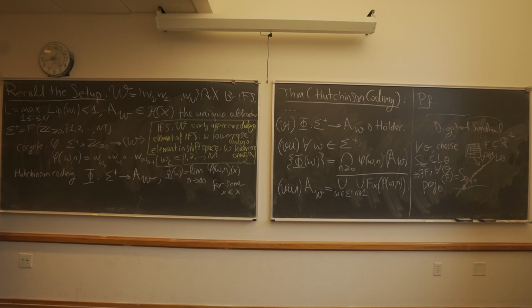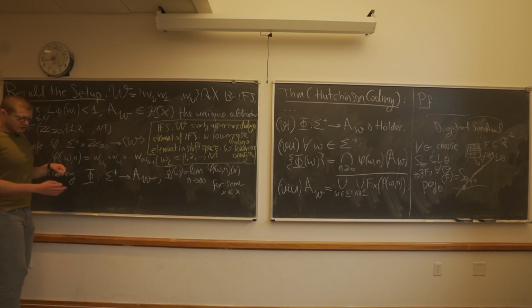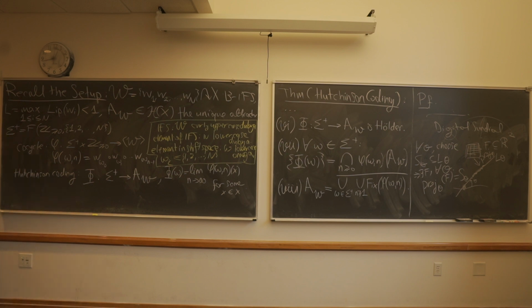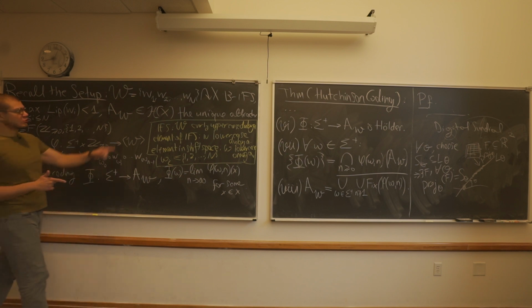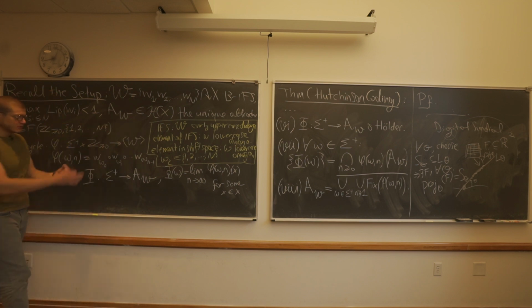Recall that we had this cocycle, lowercase phi, going from shift space times integers to the monoid generated by W, which is basically this. You take a sequence, you take the first n terms of it. Those n terms correspond to n contractions in your iterated function system. You compose them in this order, which in particular gives you another contraction, of course.